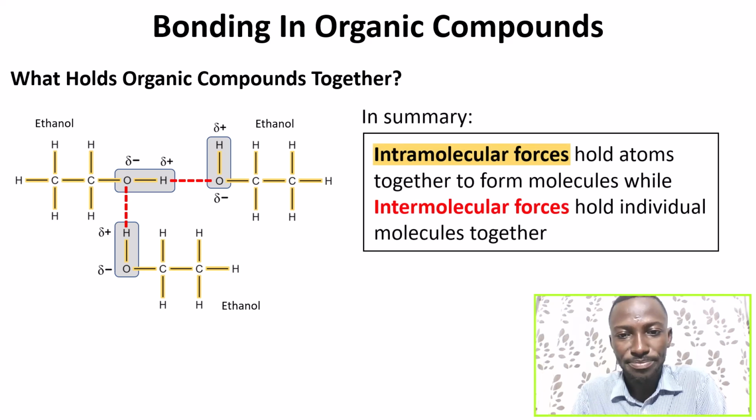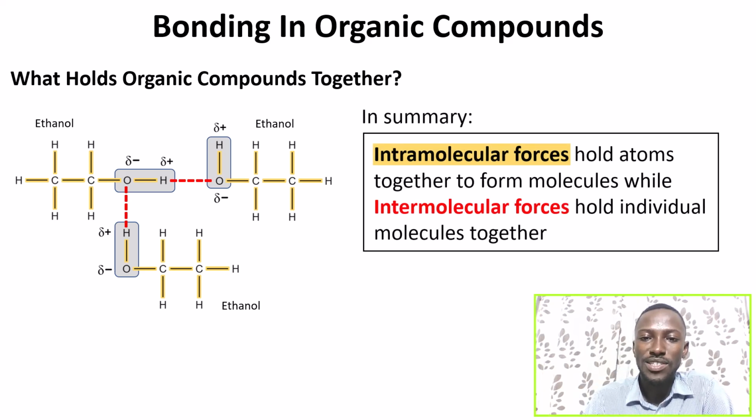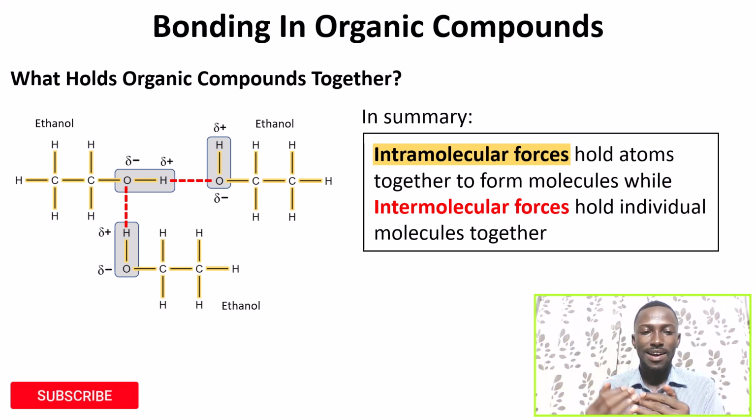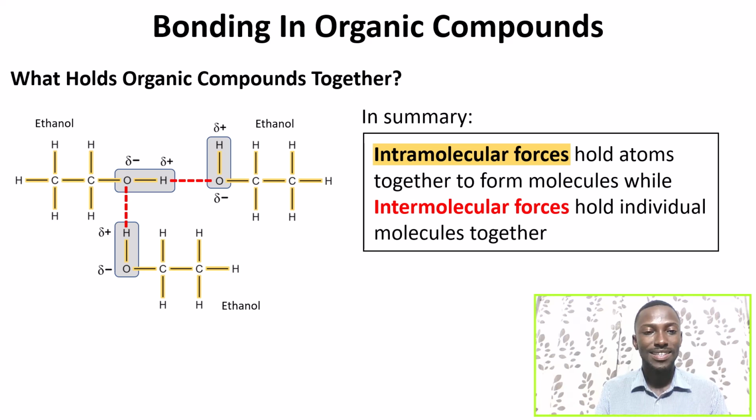Good. So in summary, intramolecular forces, what are they? They are the forces that hold atoms together to form molecules. While the intermolecular forces hold individual molecules together. Good. So on the diagram we have on the screen, the black lines with yellow highlights between them are known as what? They are known as the intramolecular forces. And then the red dotted lines are the intermolecular forces. And I think this lesson is quite easy to understand, right? Very easy.